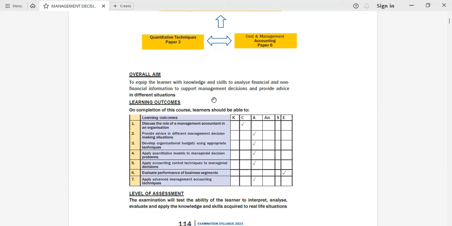So we said we evaluate performance of the business segments. The reason is to hold people accountable. Secondly, to make sure we follow up on the organization's plans, what we had planned. Have we achieved or have we not?